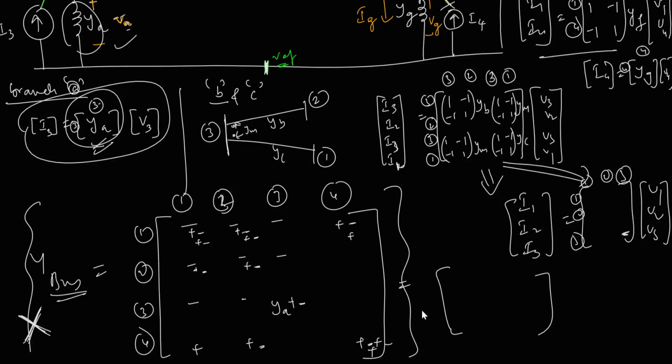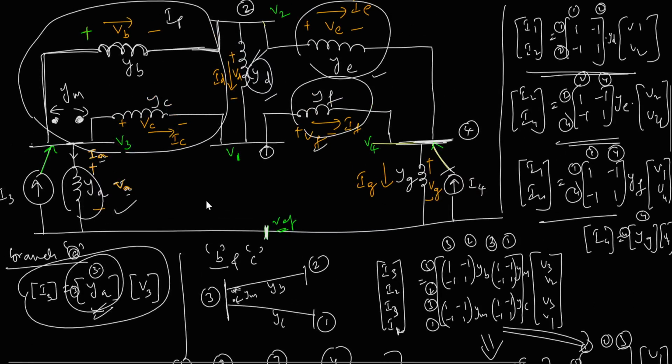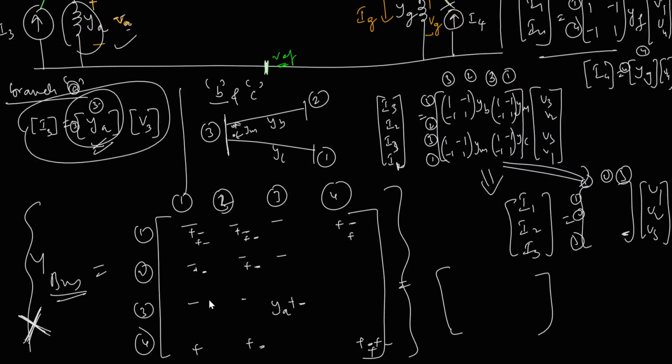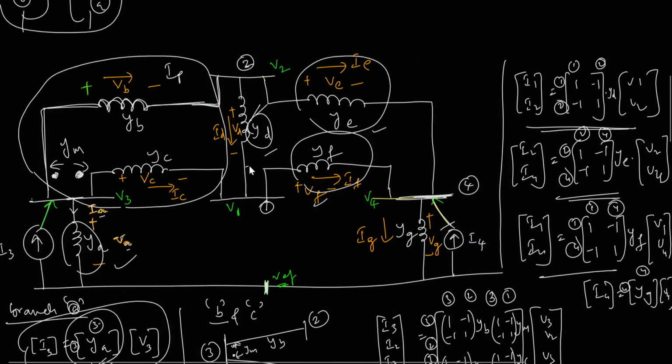Now I'll stop there. But suppose I have given the network like this, and I have already formed my Y bus, and I say that there is a fault taking place in this D branch connected between 1 and 2, and my circuit breakers are opening this faulted branch like this. Now what will be the new Y bus for the new system? If I ask you that, what do you do?